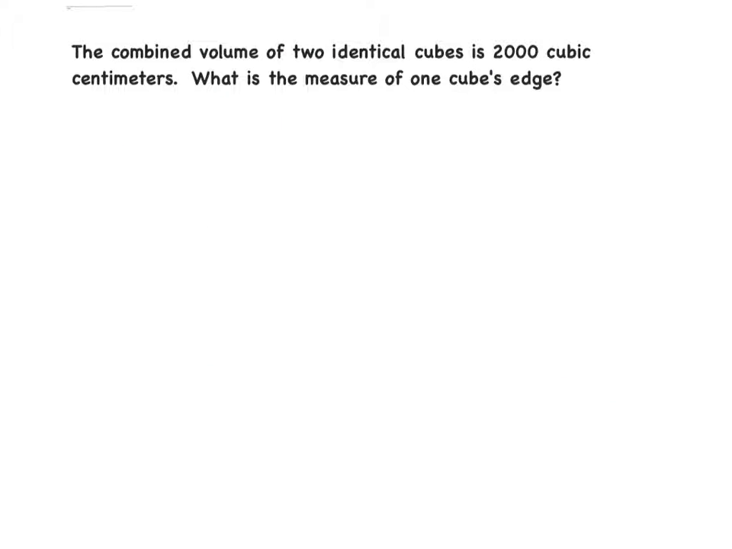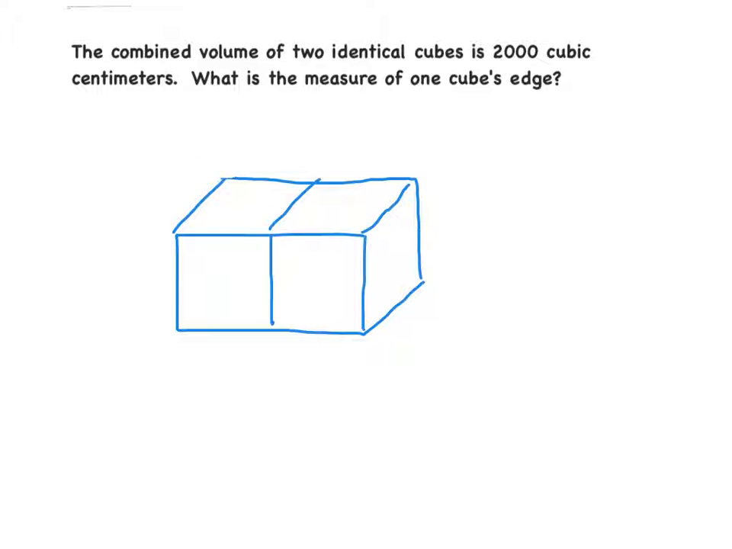My last problem, if you're paying attention, isn't too bad. It says the combined volume of two identical cubes is 2,000 cubic centimeters. What's the measure of one cube's edge? So if I were to draw that, this is what it would look like. The whole volume is 2,000, which means that each cube must be 1,000 centimeters cubed. Now, some of you might think, oh, I don't have enough information to find what one side is, one edge. But this is a cube, and we know that in a cube, all three dimensions are equal.